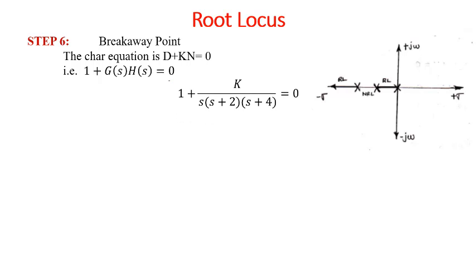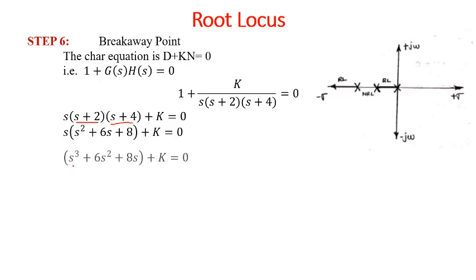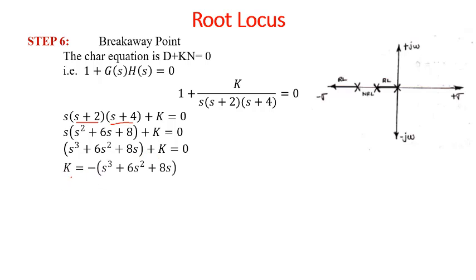So we are given the standard form of the generalized equation, that is g of s h of s, that is k divided by s, s plus 2, s plus 4, plus 1 equal to 0. When we take the LCM, this will be s, s plus 2, s plus 4 plus k, and this is equal to 0. So we get s, s plus 2, s plus 4 plus k equal to 0. Then multiply these two, the a plus b form. So you get s squared plus 6s plus 8. Then multiply this s inside, and you get s cubed plus 6s squared plus 8s plus k equal to 0.